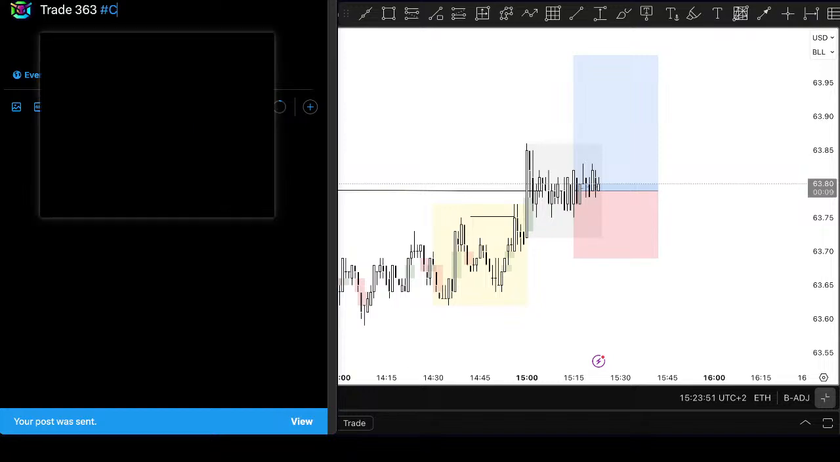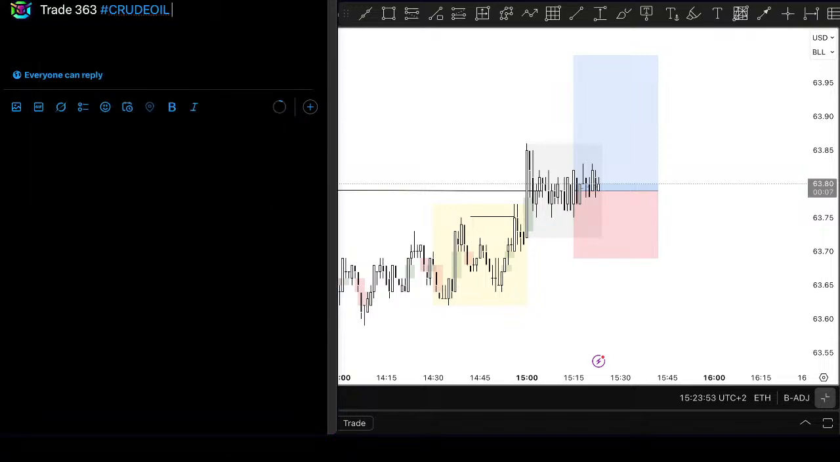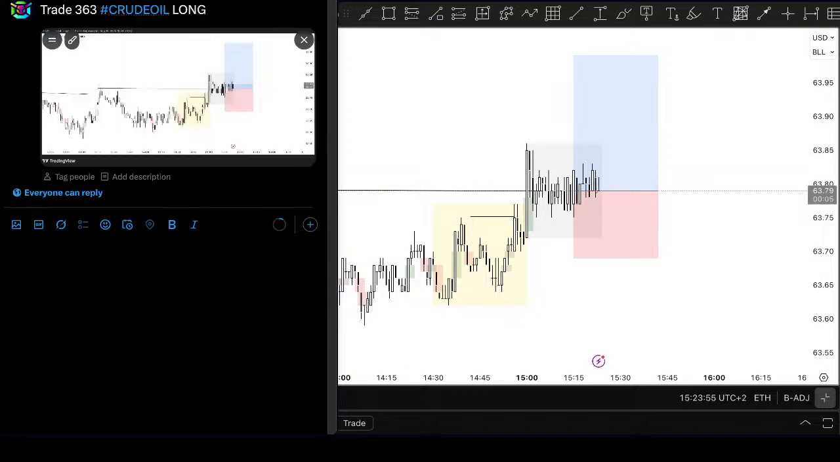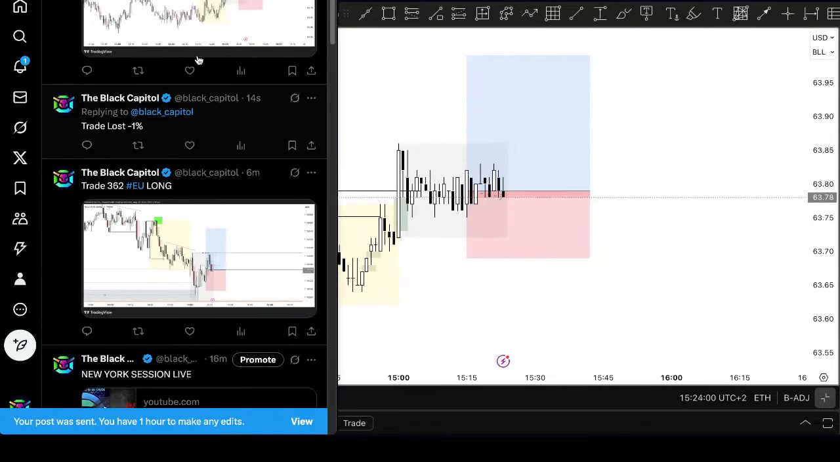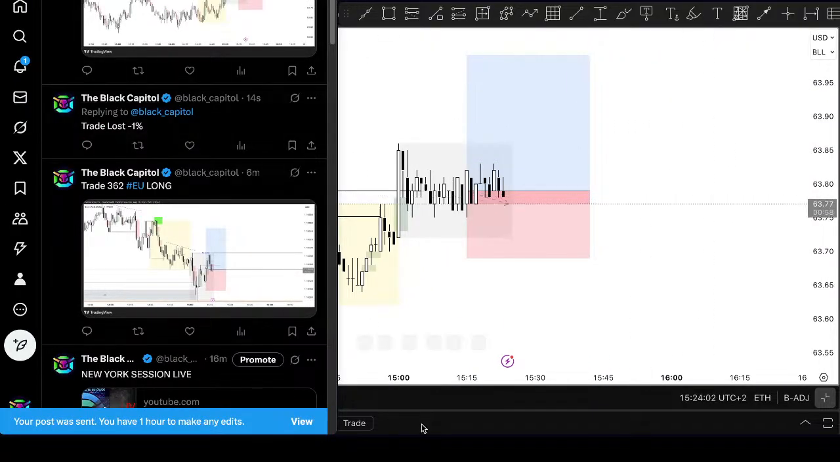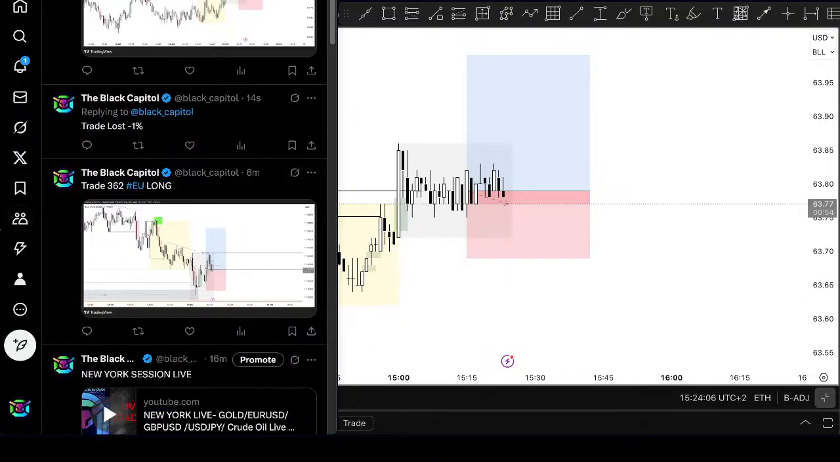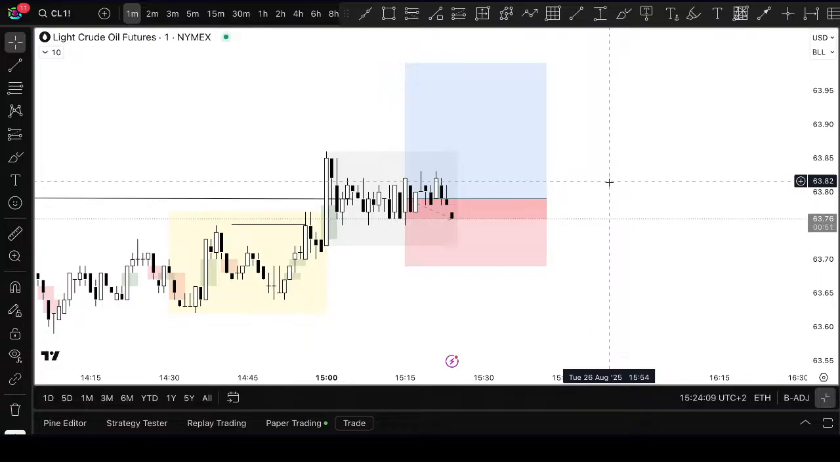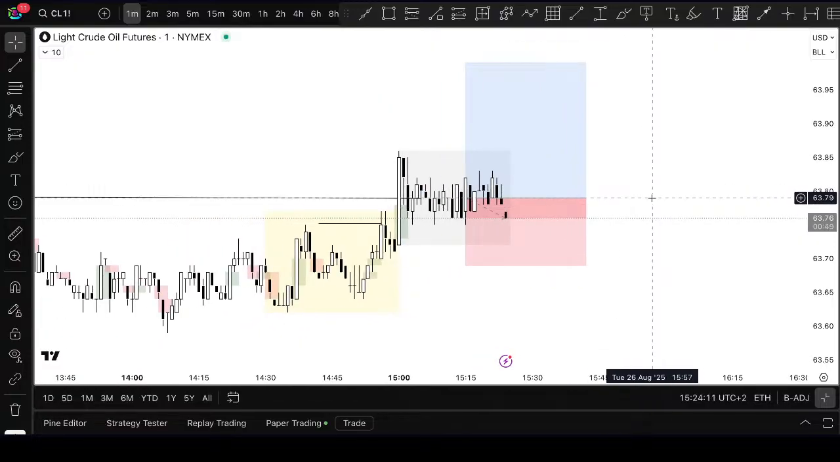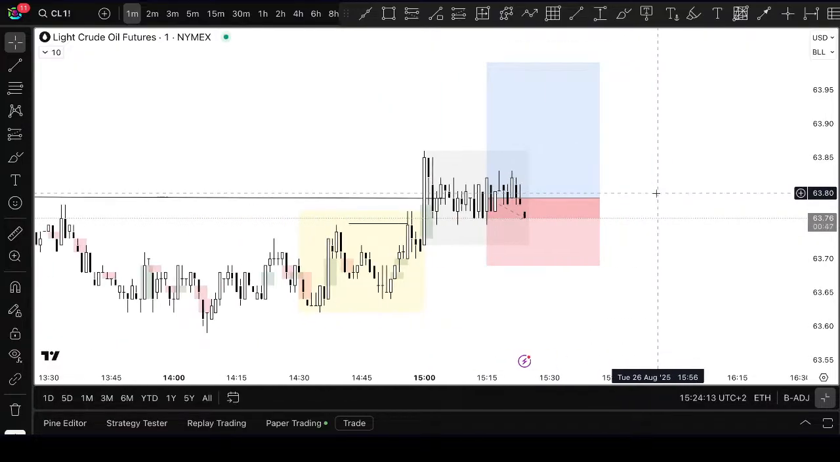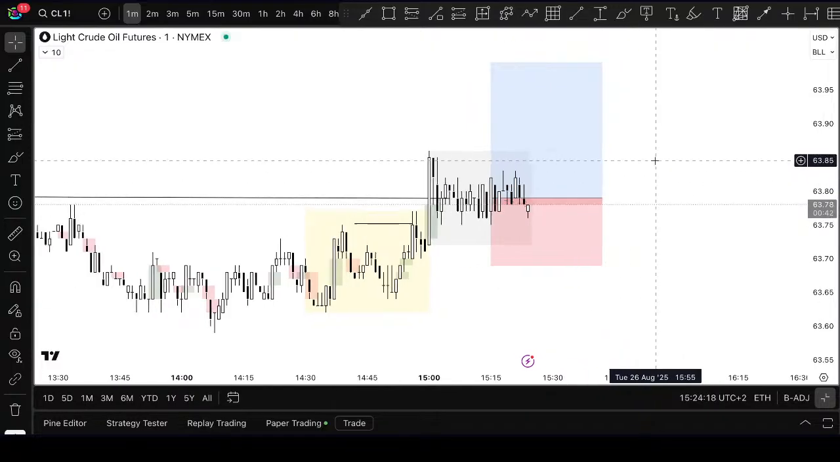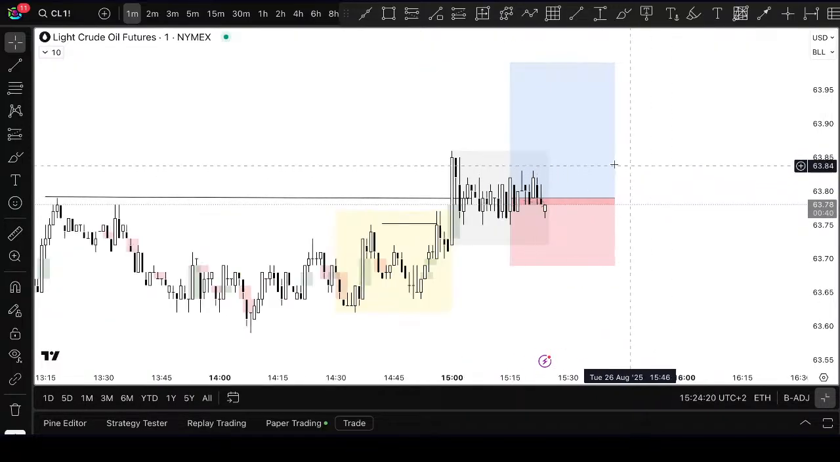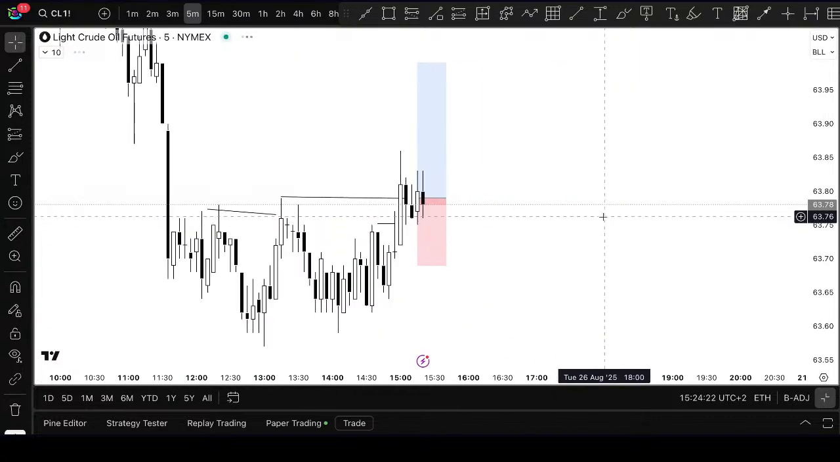363. Crude oil low. Fine. And this would be the last trade of the day. So whatever the result happens, I'll follow it. And I think I am expecting a big explosive move to the upside.